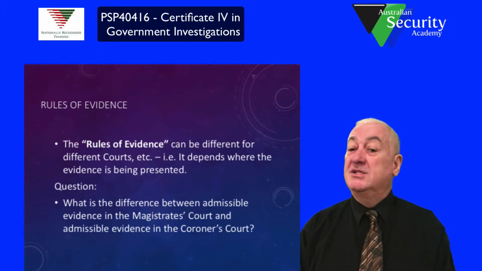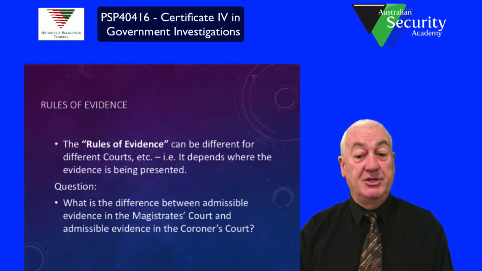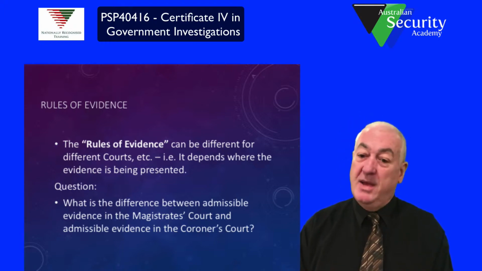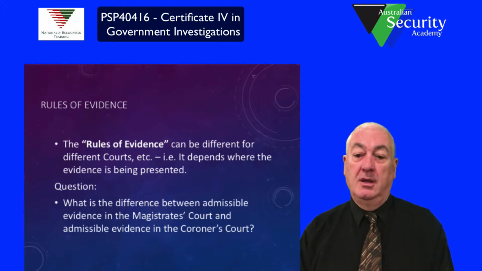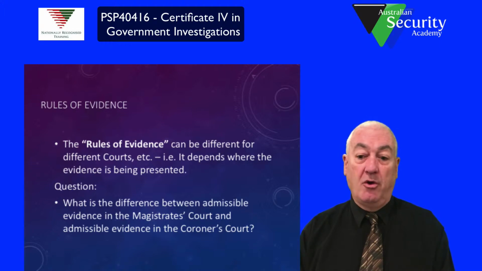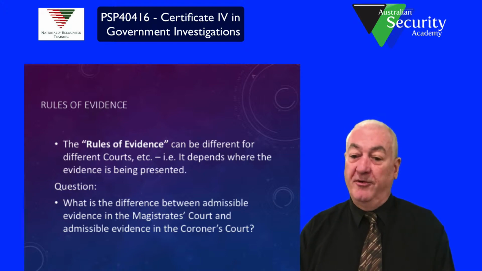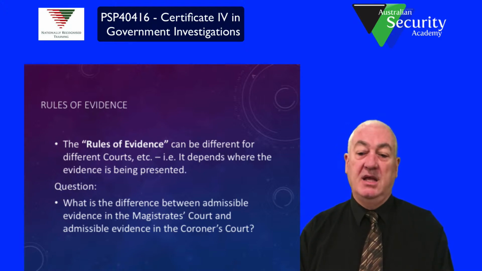And what is the difference between that type of evidence, which is admissible, and that is used in a coroner's court? In a magistrate's court or a criminal court, the main issue that you're trying to establish is guilt or innocence. And in a coroner's court, you're trying to establish the cause of death. And in establishing the cause of death, it may refer the matter to a criminal investigation and a criminal outcome because of the way that that death occurred.